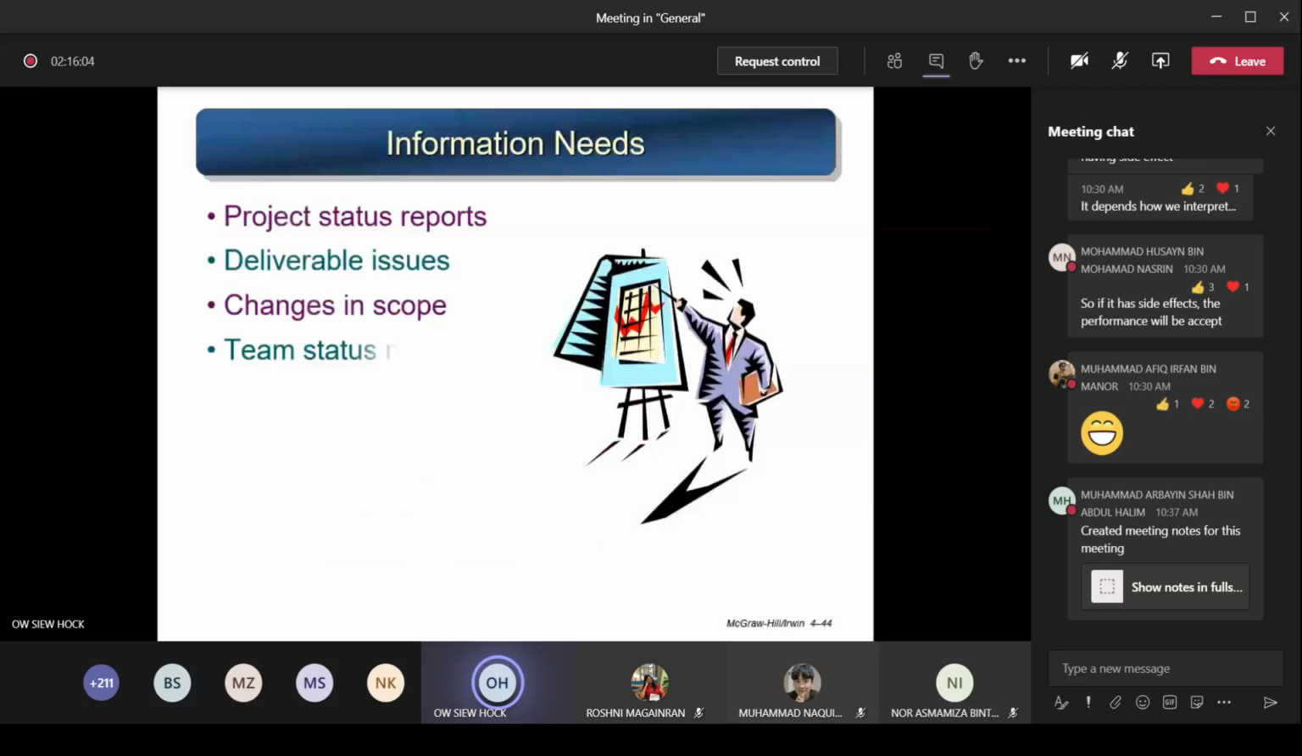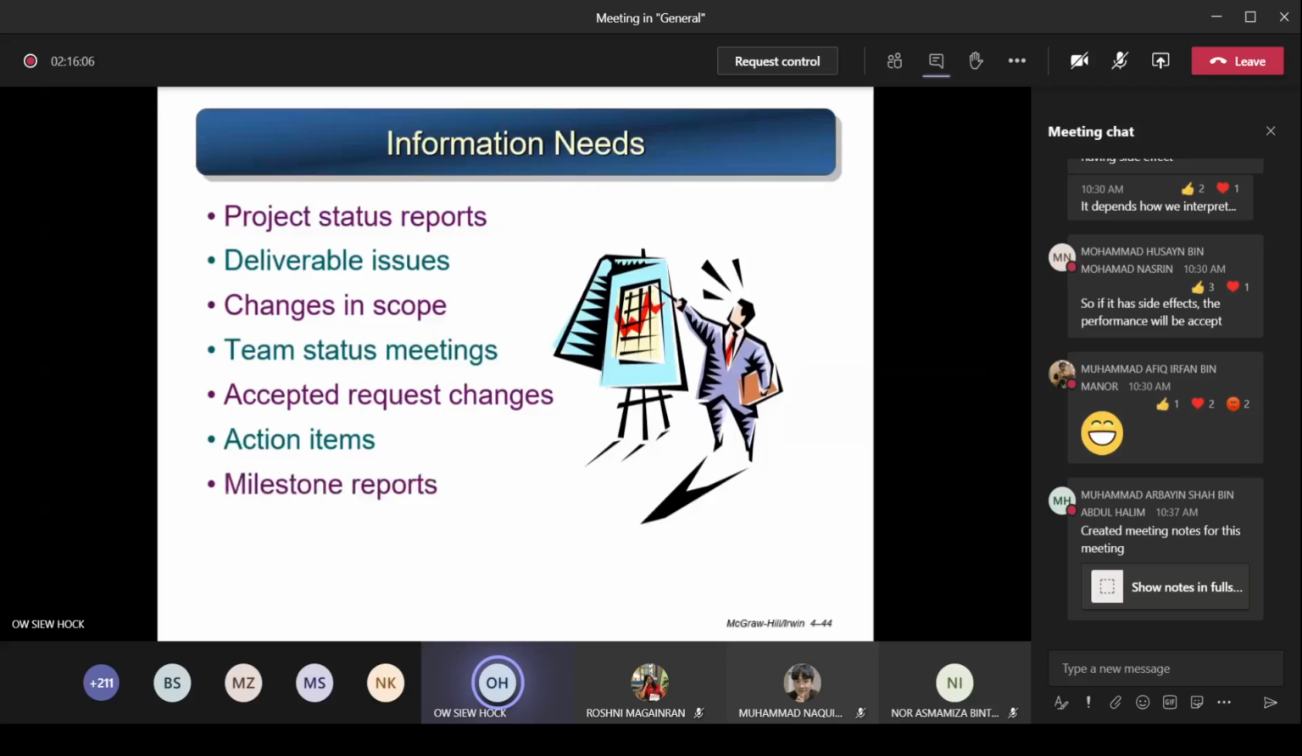So next, okay, information needs. What kind of information should I report? Is it about the project status report? That means how is the project progressing? Am I behind time, ahead of time? Is it over cost or under budget? And how many functions are built? That's why the other day I asked, can you please report to me your project progress? You see, I want the project status.